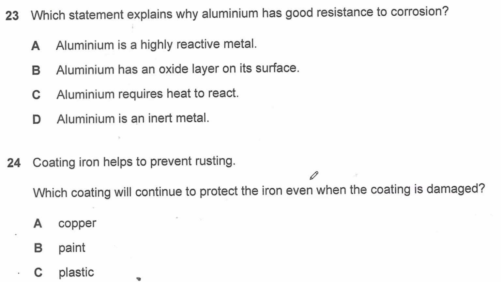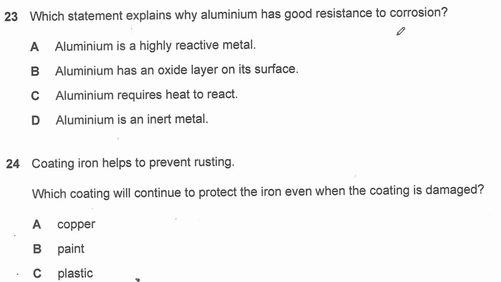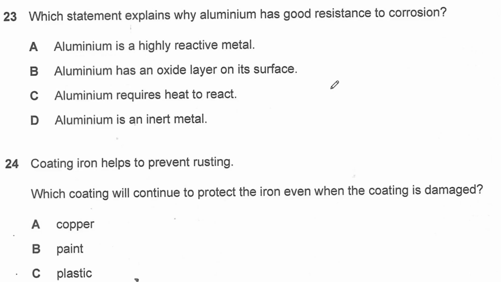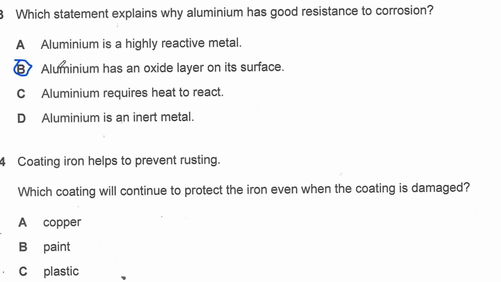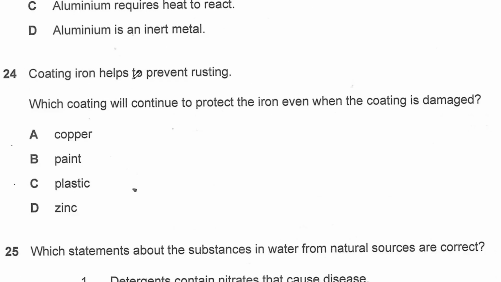Question 23. Which statement explains why aluminium has good resistance to corrosion? Okay. Aluminium resists corrosion, and the reason is because it forms a protective oxide layer. When you expose it to the air, it forms a protective oxide layer that protects its surface. So therefore, the answer is B. This aluminium has an oxide layer on its surface. Question 24. Coating iron helps to prevent rusting. Which coating will continue to protect the iron even when the coating is damaged? That will be D, which is zinc, which is a process called galvanization or galvanizing.